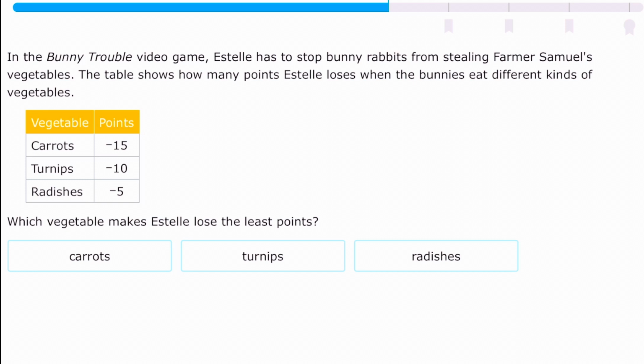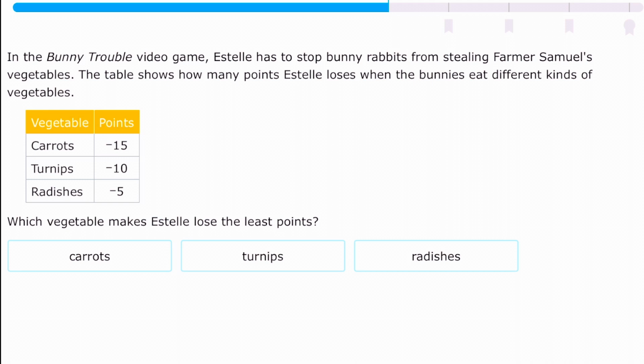Okay, in the Bunny Trouble video game, Estelle has to stop bunny rabbits from stealing Farmer Samuel's vegetables. The table shows how many points Estelle loses when the bunnies eat different kinds of vegetables. Which vegetable makes Estelle lose the least points? Okay, so for this one we're going to use the absolute value. I am going to highlight. But what I did forget to do in the previous question is write my sentence answer. So I will do a sentence answer for this question and the rest of the questions.